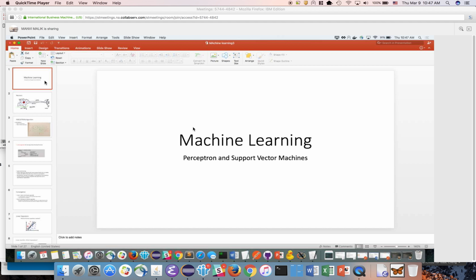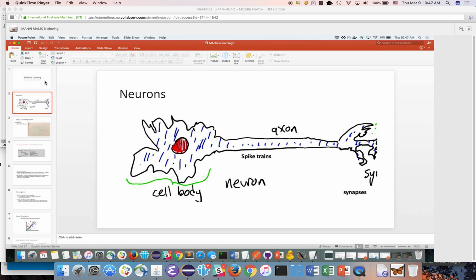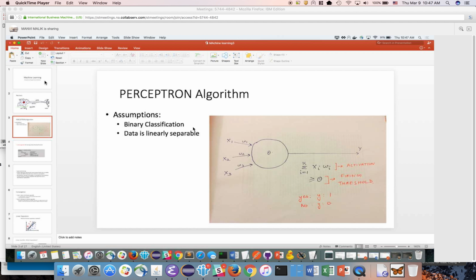Okay, so we'll first start with perceptron. The concept of perceptron comes from neurons. This is like a human brain neuron, and just to give the basic idea, everyone knows about this. This is your cell body. Then there is an axon through which the signals, which we call spike trains, reach synapses, and with synapses the other neurons are connected. So this is how information is propagated from one neuron to another and finally converted into muscle actions.